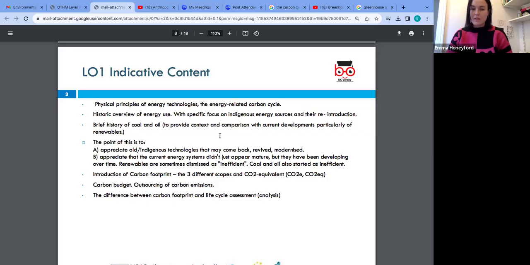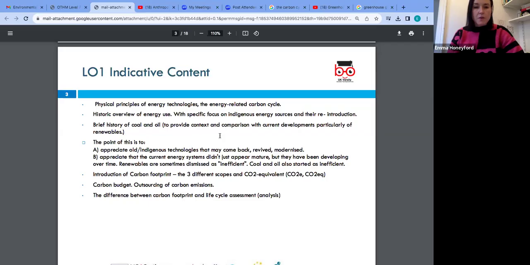The point of this is to, A, appreciate old and indigenous technologies that may come back, be revived and modernised. B, appreciate that the current energy systems didn't just appear mature, they've been developing over time, and renewables are sometimes dismissed as inefficient. We'll cover the information around that and those thoughts. Coal and oil also started as inefficient many years ago.